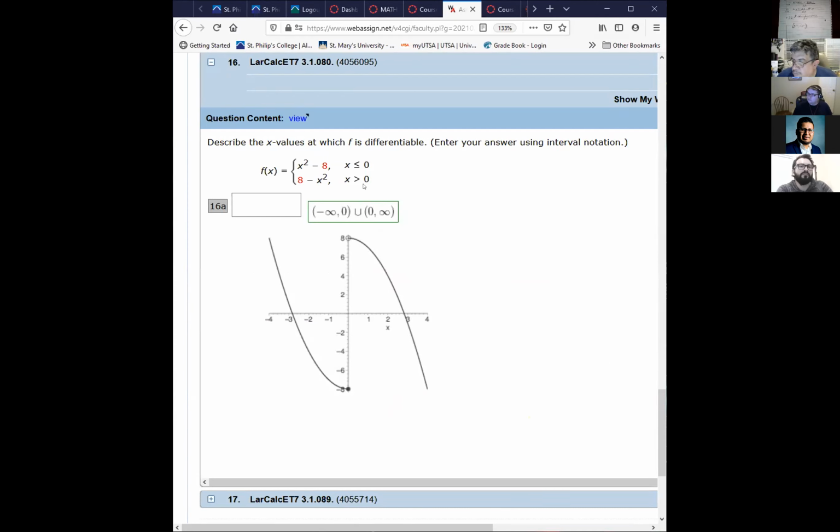3-1, right? This is 3-1, correct? Thank you. What's that symbol in between it? Where? Between the two intervals. Oh, this is a union symbol. They're uniting two separate intervals together.